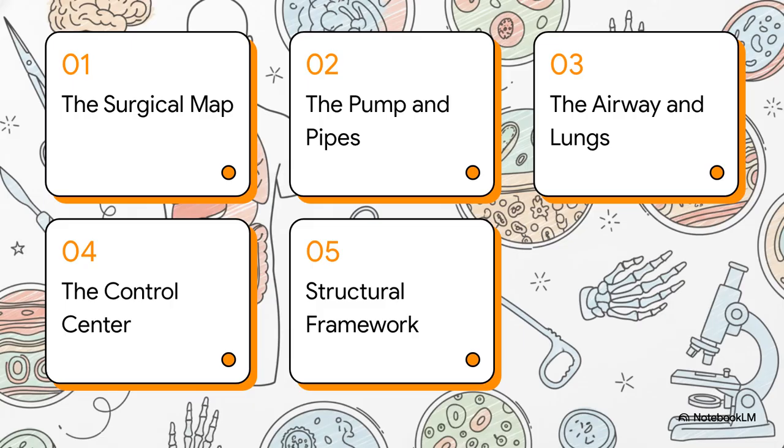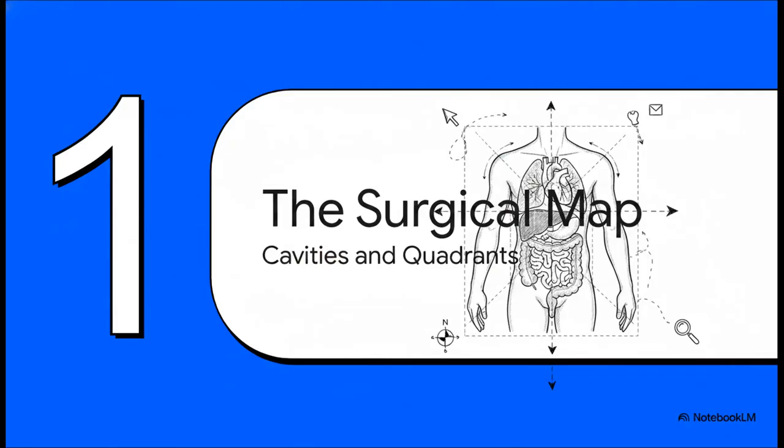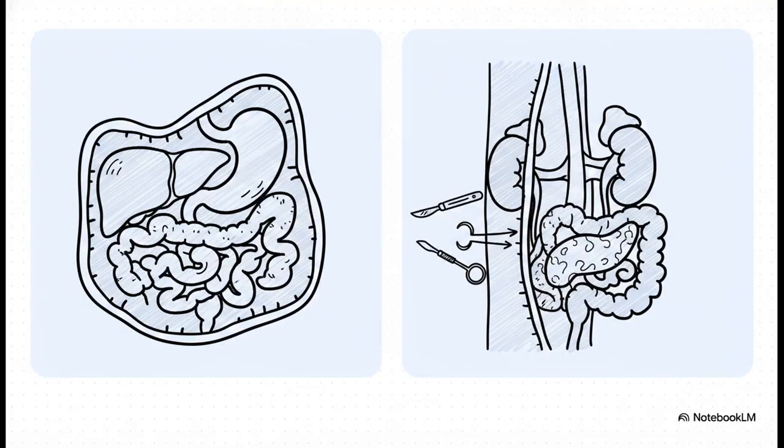Let's get to it. Section 1. The surgical map. We are navigating cavities and quadrants. Right off the bat, let's tackle an absolutely crucial distinction: peritoneal versus retroperitoneal organs. Peritoneal organs, think your stomach, liver, and spleen, are all wrapped up in the peritoneum. But your retroperitoneal organs, the kidneys, aorta, inferior vena cava, pancreas, and duodenum, they're tucked away behind it.